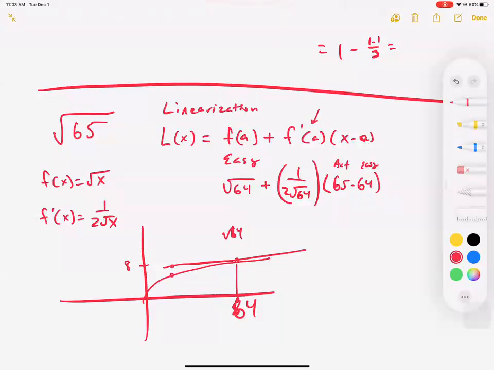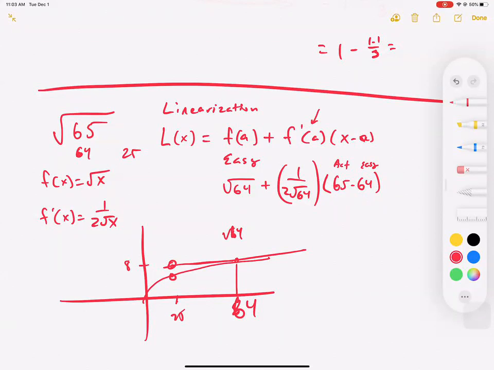So if I'm working with square root of 65, I know square root of 64, easy. But you could say, Ms. I know the square root of 25, but 25 is way over here and your error is going to be huge. That's no longer an approximation. That's a straight up guess. Okay, and that's a great question.